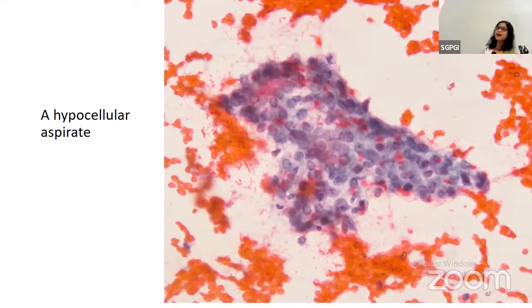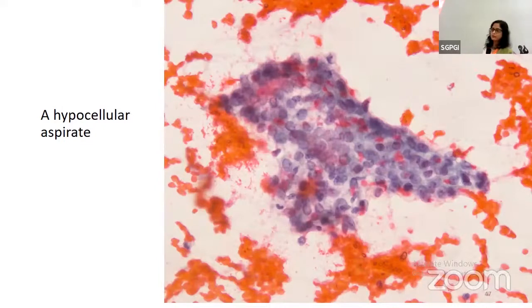Category 5, but it's a hypocellular aspirate. So for 5 and 6, you need to have at least a moderately cellular to hypercellular aspirate. Will you like to revise your category? Very good. Considering the hypocellular aspirate, you'll call it category 3.